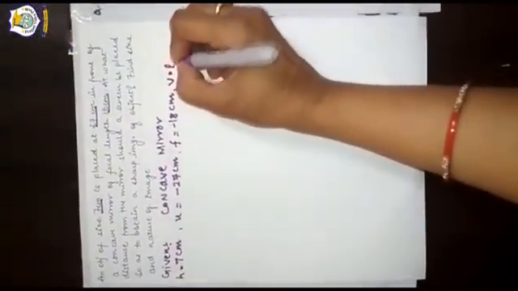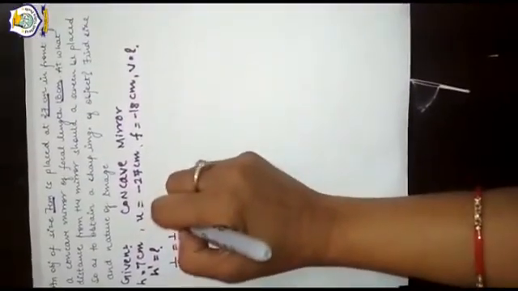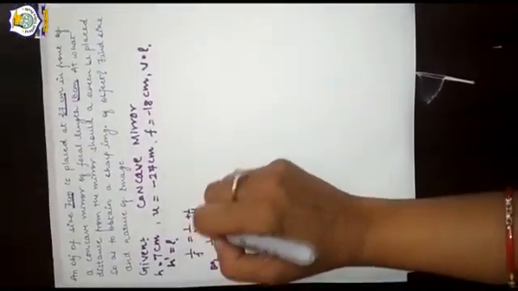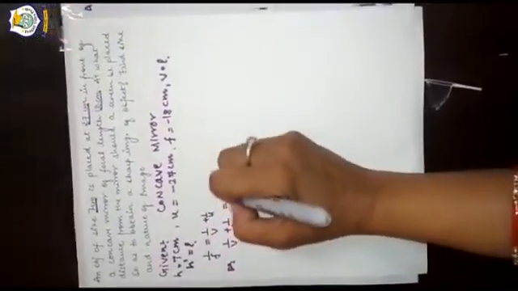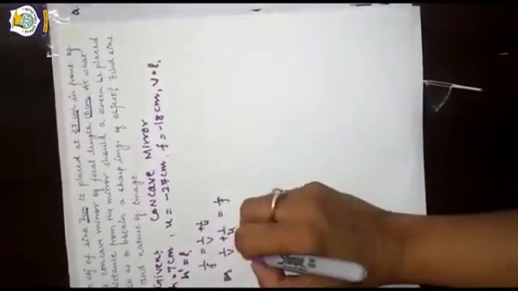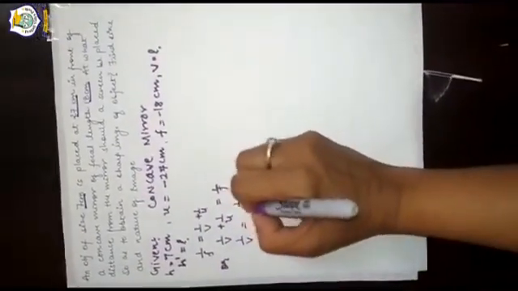Now at what distance from the mirror should the screen be placed to get a sharp image? So we need to calculate V. And to find the size, we have to calculate H dash also. This is the question. Now by applying the mirror formula again, 1 upon V plus 1 upon U is equal to 1 upon F. Now we need to calculate V, so we will keep V on the left side and transfer U. So after this we can put the value.